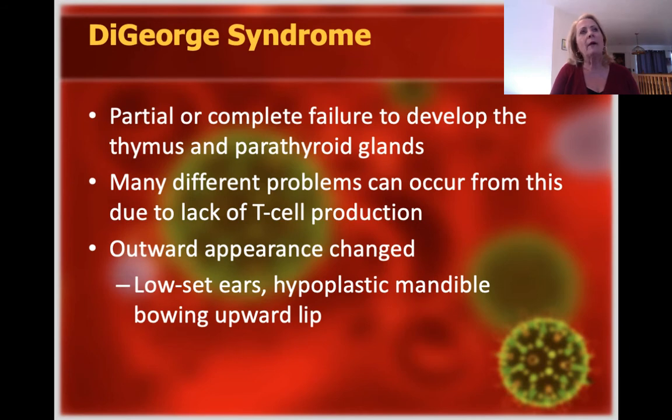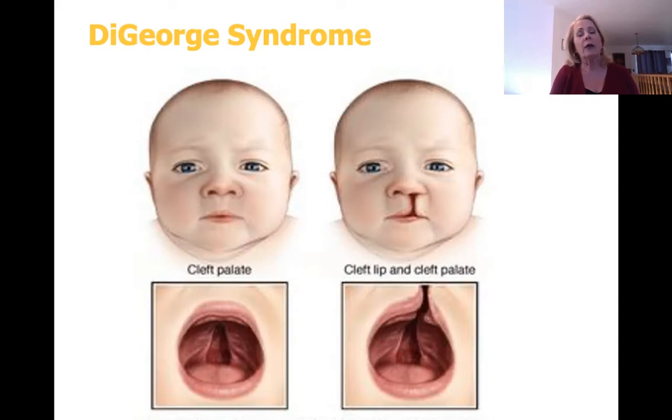And you have some changes in the outward appearance of the child too. They have low-set ears, they have what's called a hypoplastic mandible, their upper lip is very bowed, and they also have a cleft palate. Now, when we're developing in utero, your palatine bone and your maxilla are actually separate, and then they have to develop and come together. But these children are born where their palate actually doesn't fuse and come together.